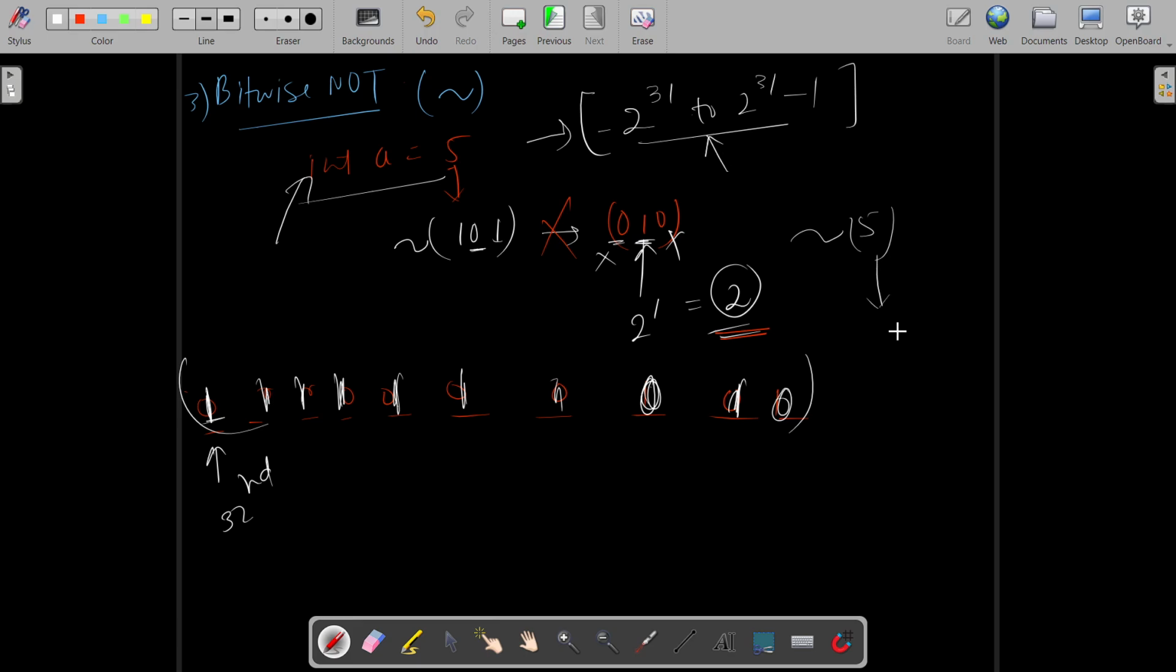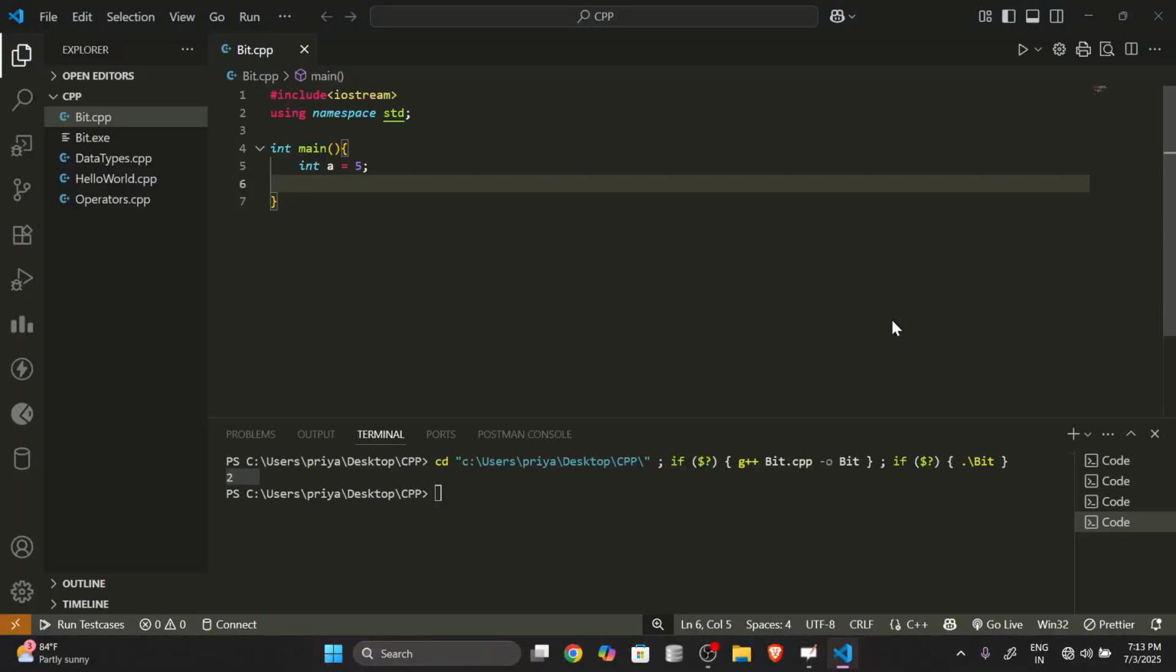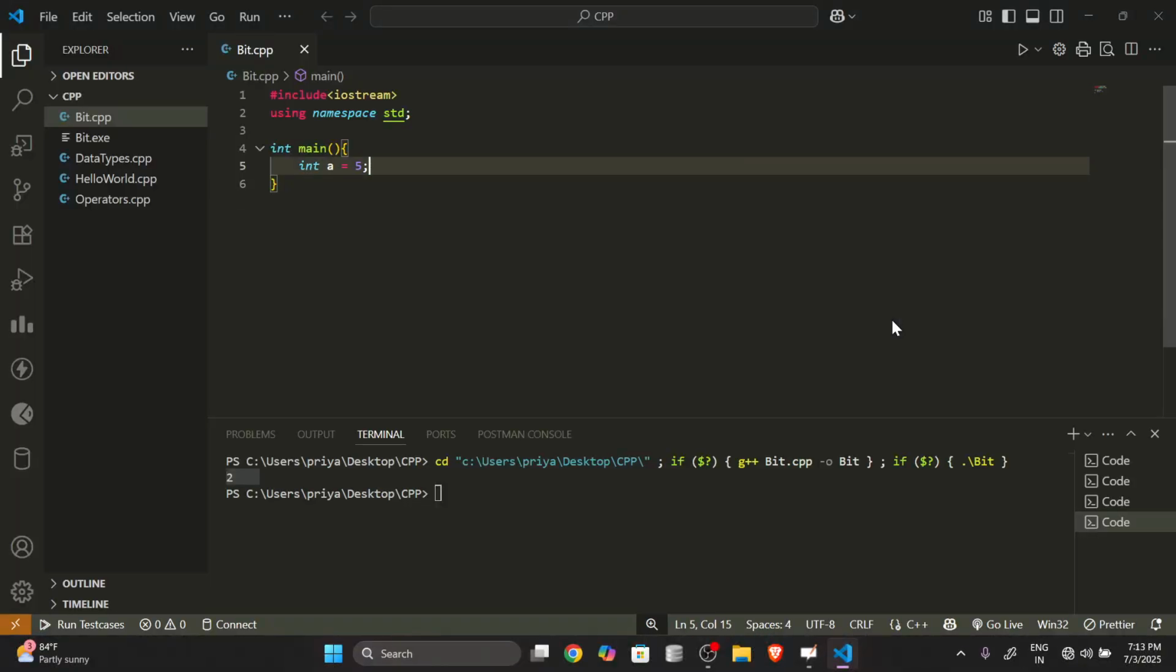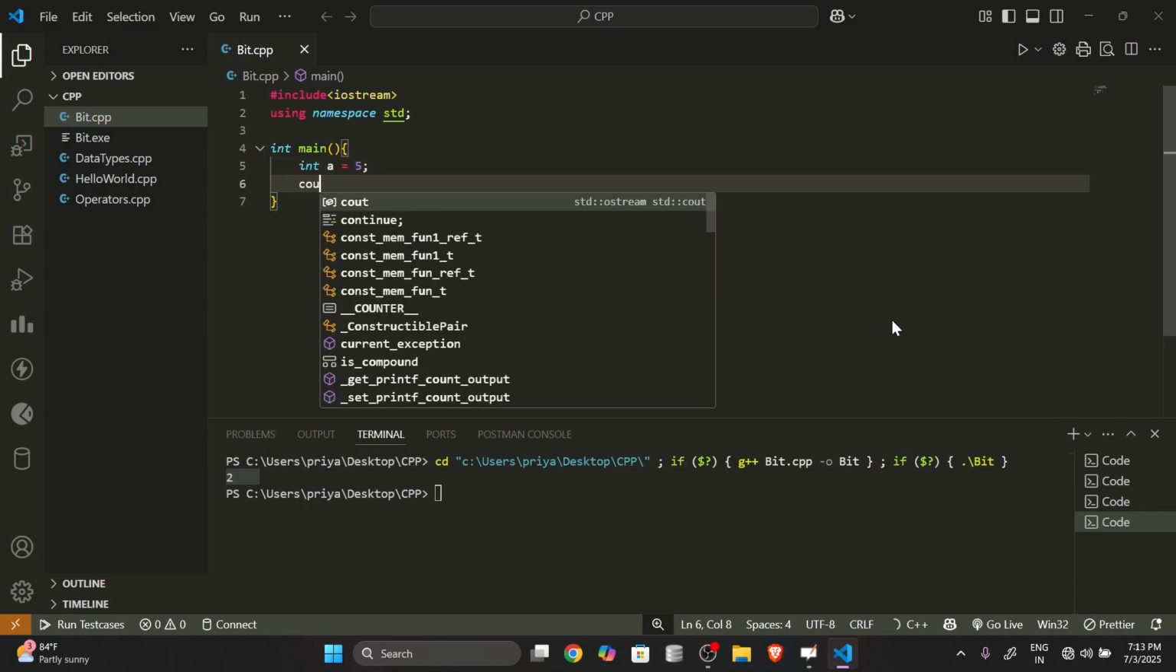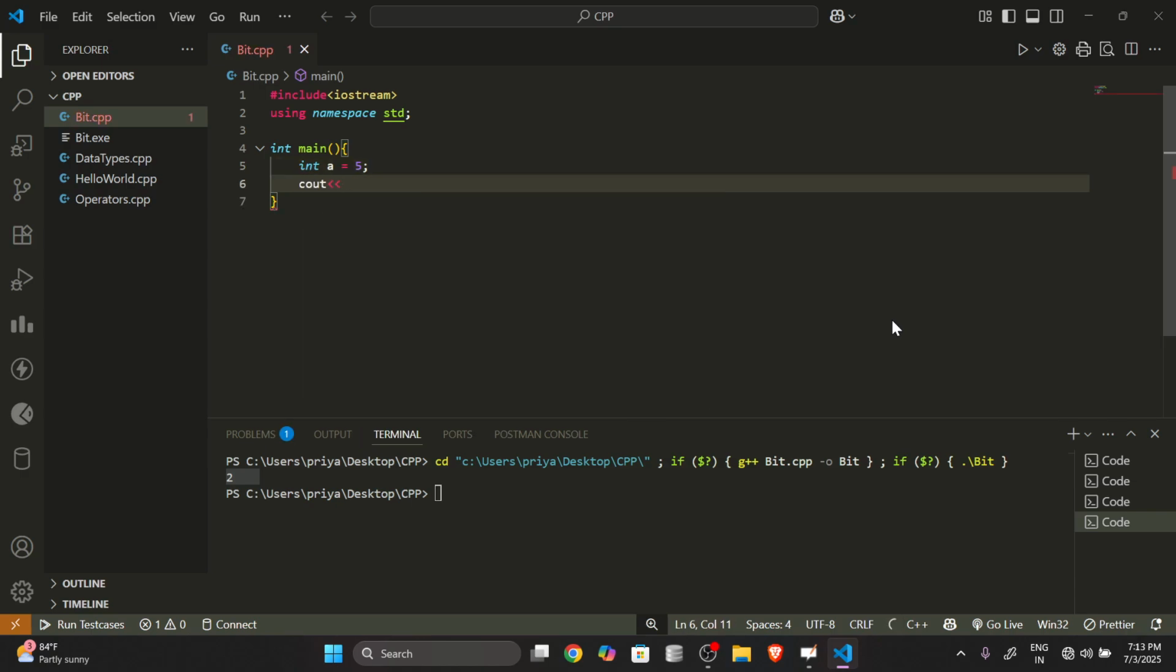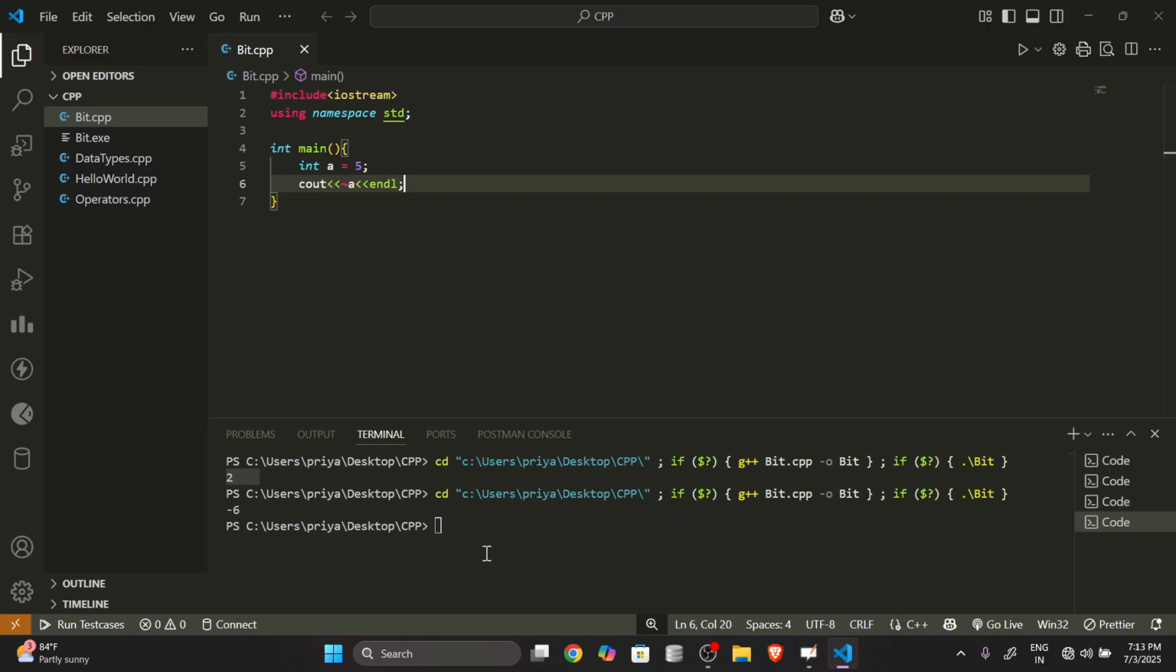Since I already know the value, the value is going to be minus 6, that's what I think. Let's try to print this. If we try to print not a, let's see what we get. Yeah, so we get minus 6 as the output.